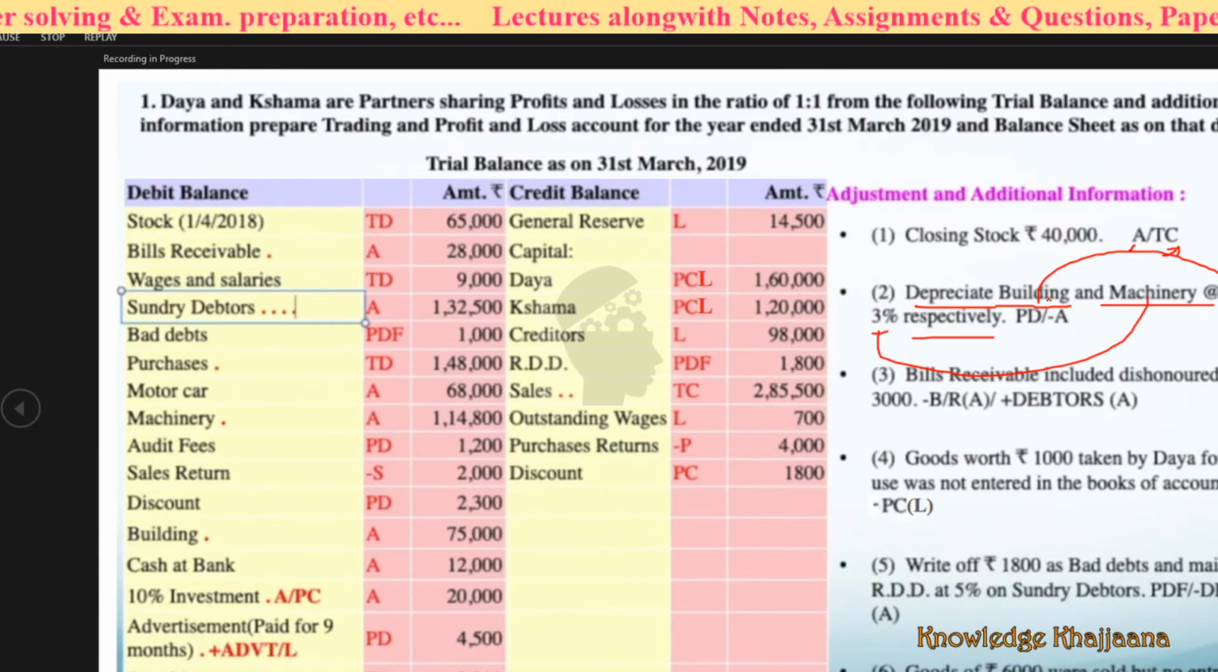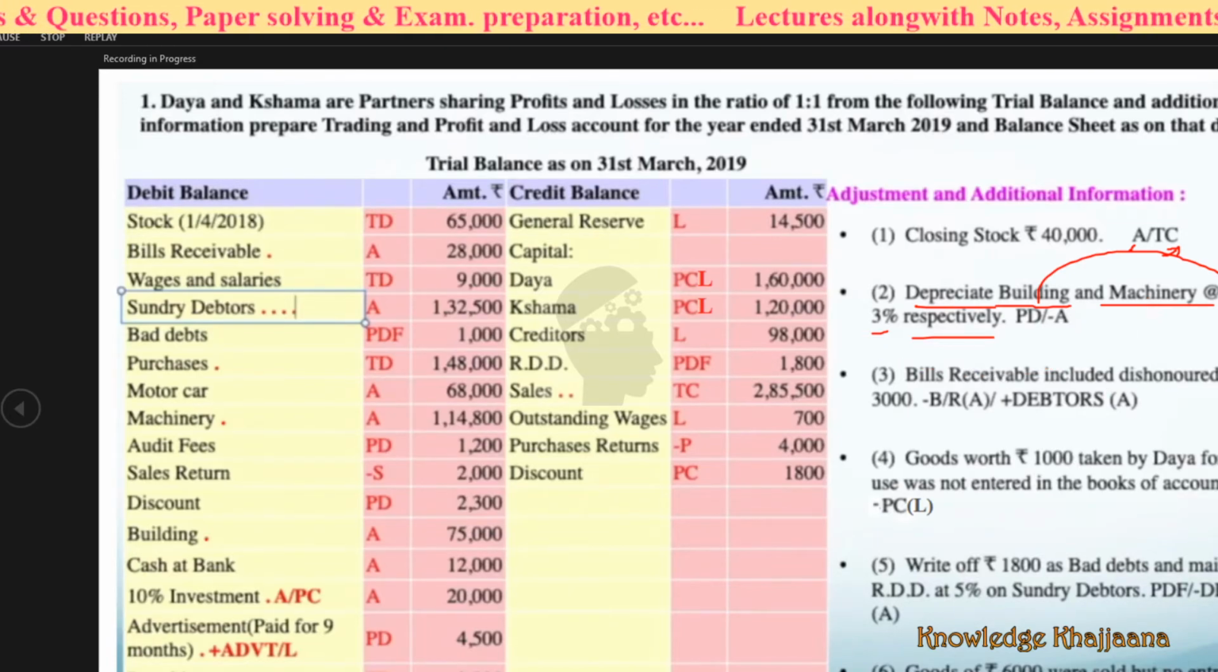Then again we have to deduct it. So profit and loss, from the building and machinery we have to deduct that much of value. Then, bills receivable include dishonored bills. Bills receivable include dishonored bills of rupees 3000.